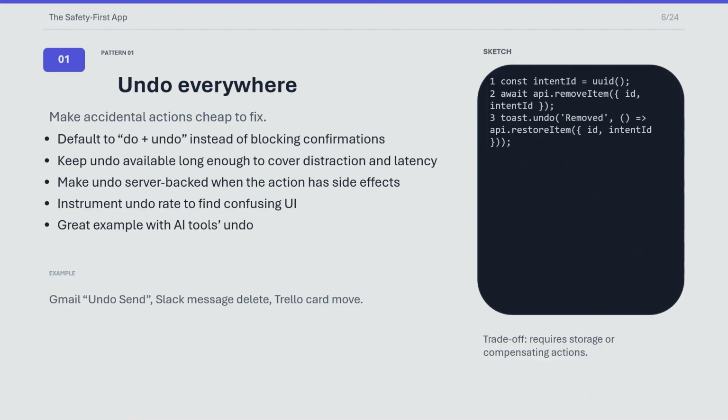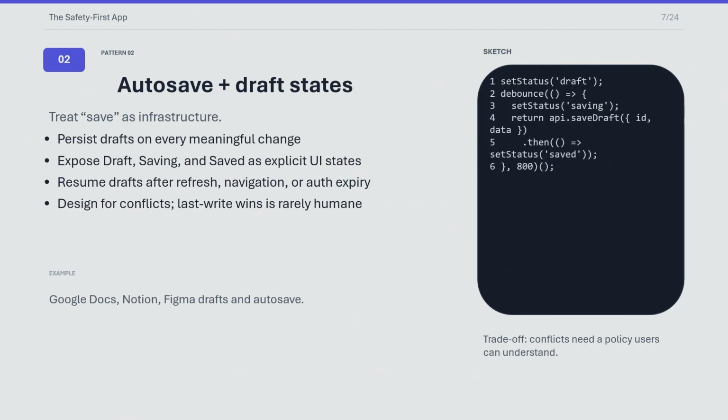And as you can see, some examples are also Gmail undo send, Slack message deletes, for instance, Trello card moves. These are all just examples of this. And of course, the trade-off is that you would require storage or compensating actions as part of that. Number 2, autosave and draft states.